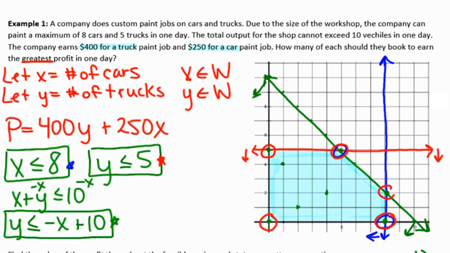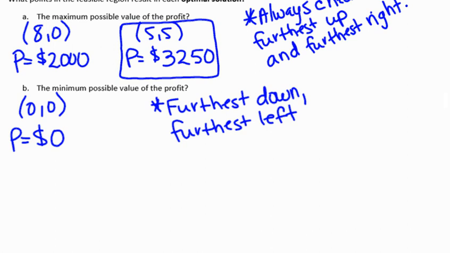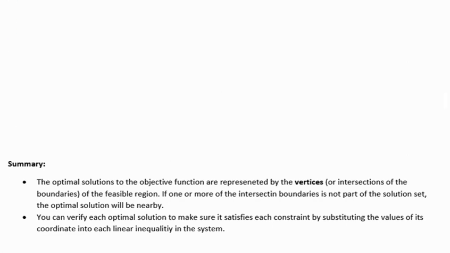So you want to check all of those vertices first, and we don't really have to worry about what's in the middle so much. Only the possible answers will exist in that, but if we're looking for optimization, we want to look for those vertices, the intersection points of those lines, and the corners they make with the axes. If one or more of the intersection boundaries is not part of the solution set, the optimal solution will be nearby it. We can verify each optimal solution to make sure it satisfies each constraint by substituting the values of its coordinate into each linear inequality in the system.